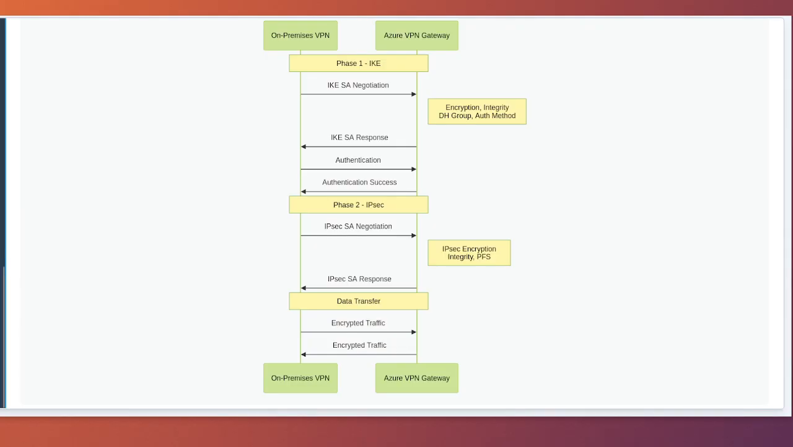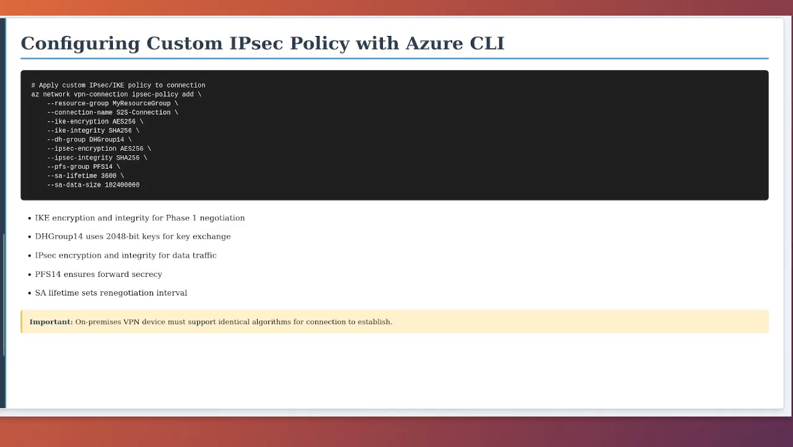Configuring custom IPsec policy with Azure CLI. Applying custom IPsec/IKE policies to an Azure VPN connection requires using the az network vpn-connection ipsec-policy command with specific parameters for each cryptographic component. This granular control ensures compatibility with various on-premises VPN equipment and meets specific security compliance requirements.